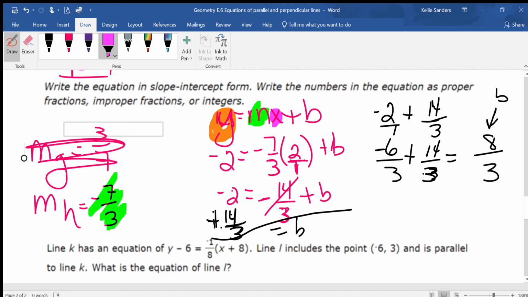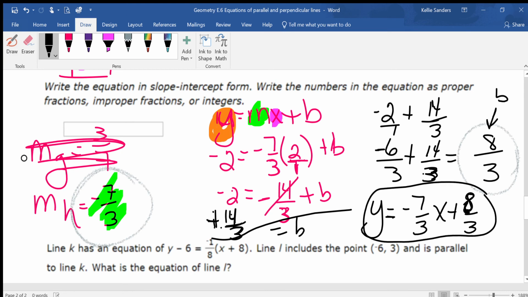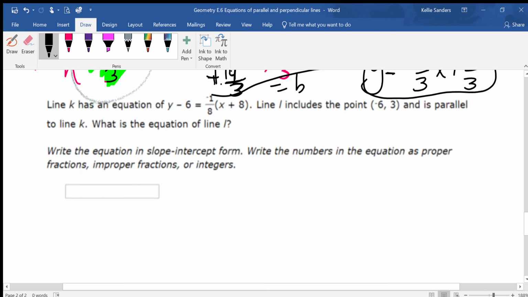So if m is this and b is that, then what is our answer? y equals negative 7 over 3 x plus 8 over 3. Again, if you had a calculator, you wouldn't need to tax your brain so much.